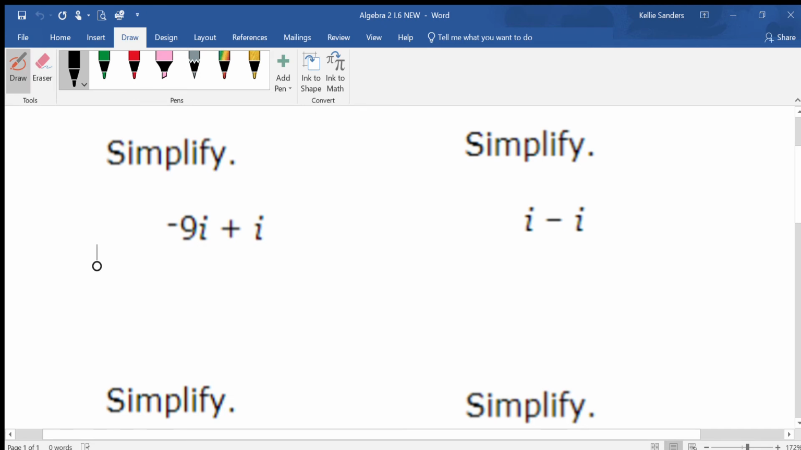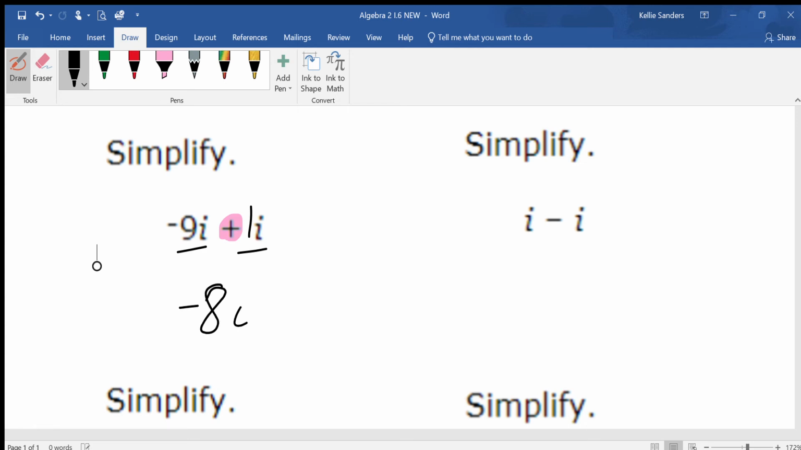So on this one it says simplify. And when it says simplify, there's a plus sign between both i's. And this is a 1i right here. So they are like terms, so we're going to add them. So negative 9 plus 1 is negative 8, and we put an i at the end, and then we're finished.